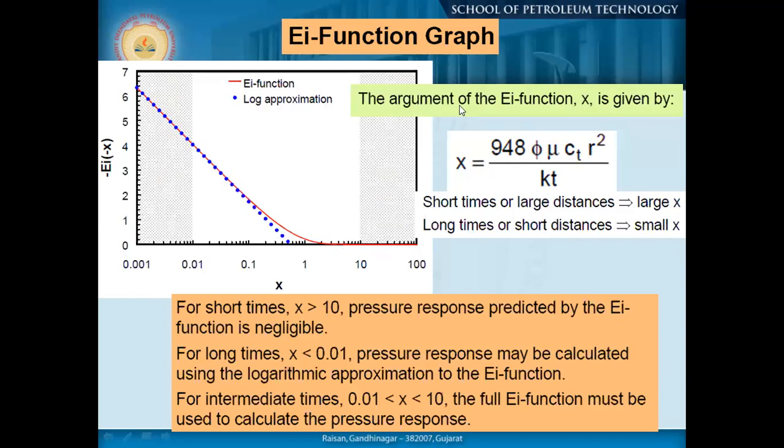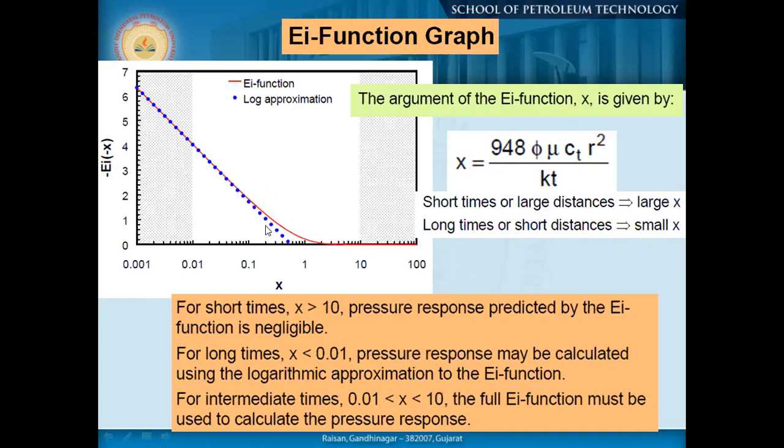So in two cases, one, x is large. When x is large, either your time should be very small or your r should be very large. That means a short time test or a large distance test, when your pressure pulses are far away from your wellbore; that time we get a large x. The other case is long time, that means a long time test and short distance. So for different t and r values we can get two extremes, above 10 or above 3, where the pressure response predicted by the Ei function is negligible.